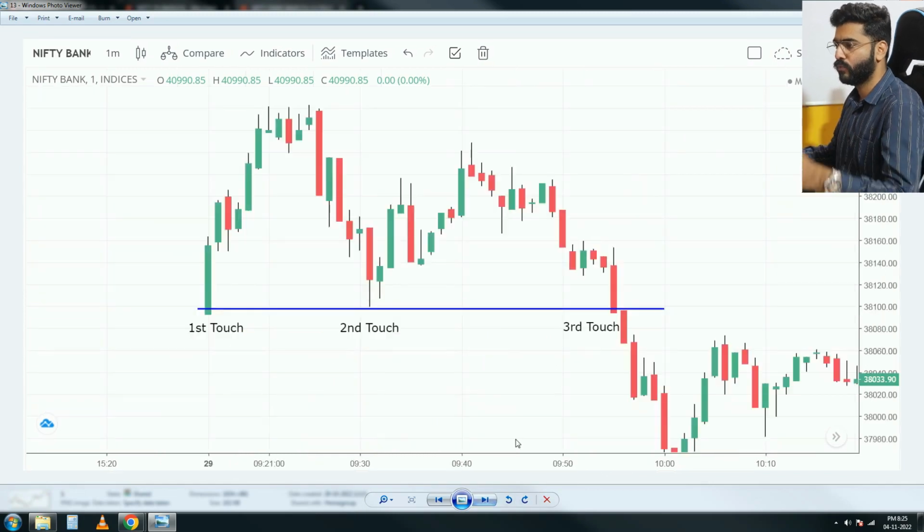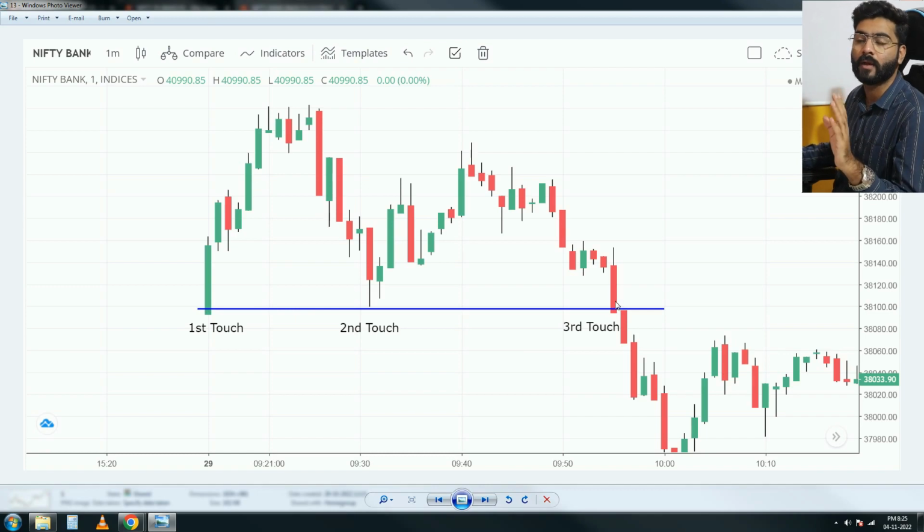Okay, a few more examples. That was for the upper side. This is for the downward side. First touch, second touch, third touch, the market came and broke the levels. No trade here. Don't worry. Let the market go. No matter if the market falls 10%, don't get into FOMO, fear of missing out.